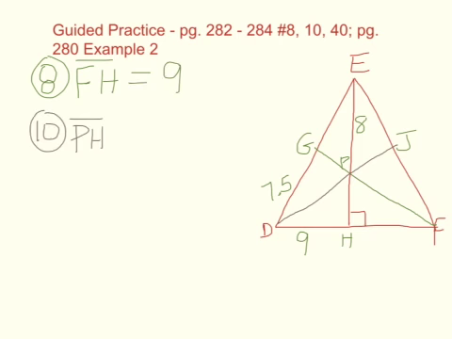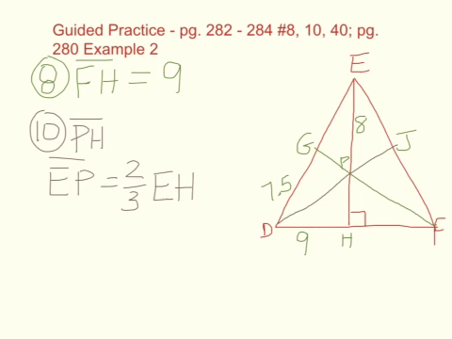Now in question number 10, we're supposed to find the length of PH. Now remember, we know that our centroid is 2/3 of the way from the vertex. From the vertex to the centroid is 2/3 of the whole median. So I know that segment EP is 2/3 of EH. And if I knew how much all of EH was, I could just subtract EH minus EP, and that would give me PH. That would give me what's left.